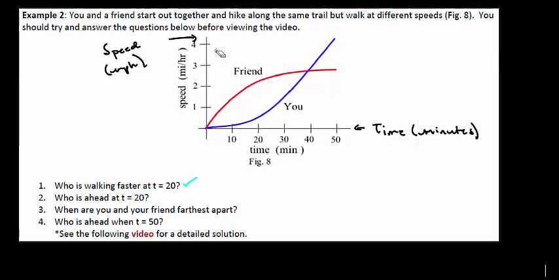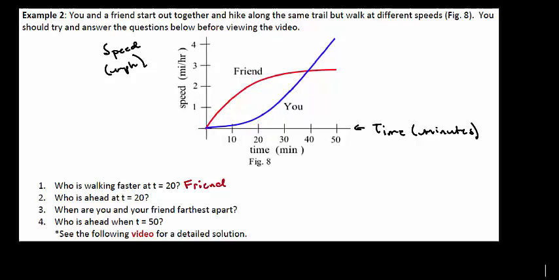Actually, I don't like that color, it's a little bit bright on this white background here, so let's use red. And let's use something darker. Here's a dark red. Okay, so at 20, if I look at that one instant in time, it looks like you, you're the blue line, are traveling at this speed, which is less than 1 mile an hour, and your friend is traveling at this speed, which is a little bit more than 2 miles per hour. So the person who's walking the fastest here would be your friend. Okay.